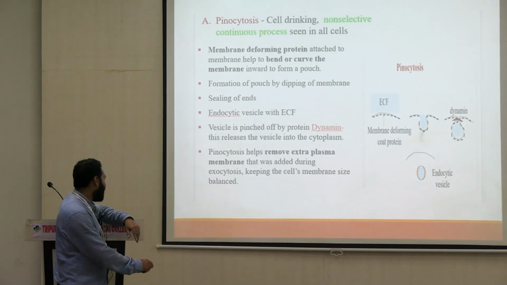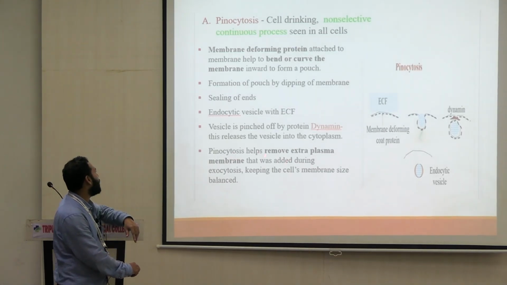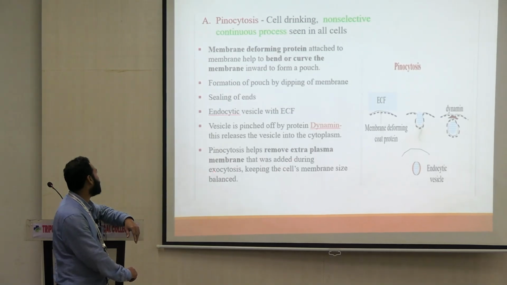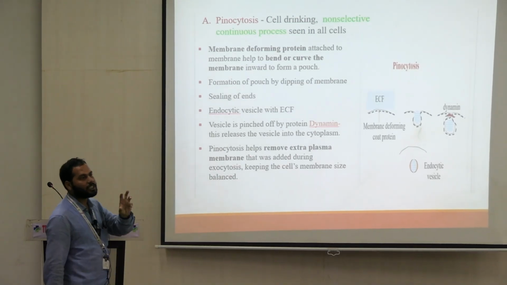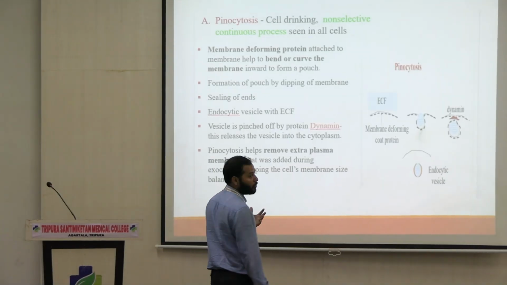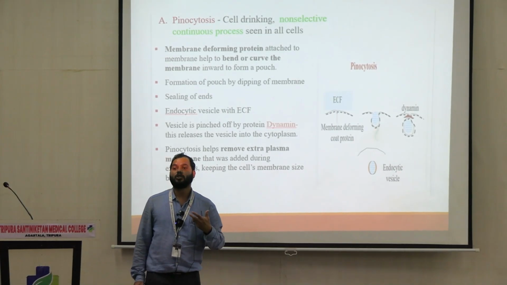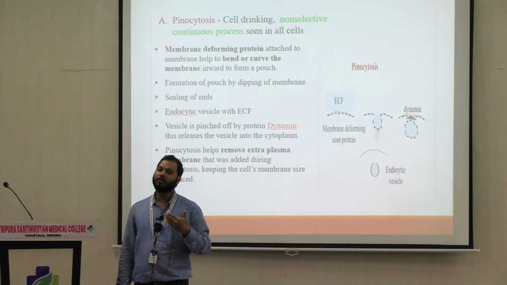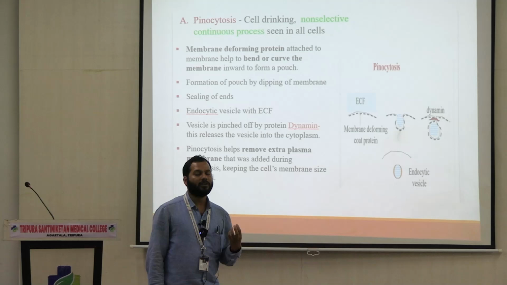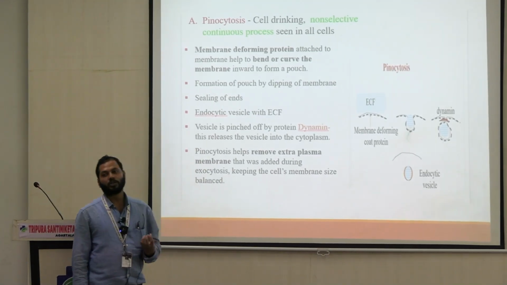So by the process of pinocytosis, it helps in the removal of extra plasma membrane that was added during exocytosis. This is the importance of the process of pinocytosis. As I've already mentioned, this process helps to maintain the balance of the plasma membrane by engulfing certain types of liquid materials through the formation of a pouch.